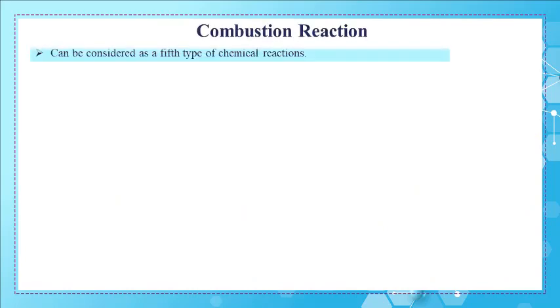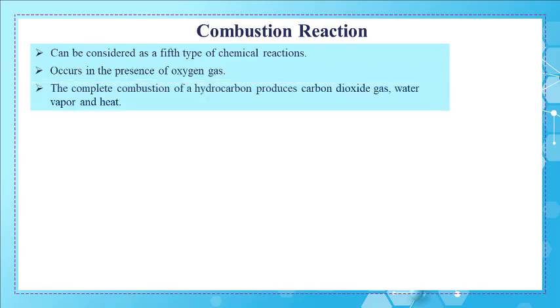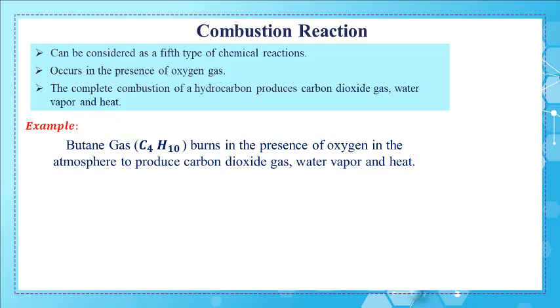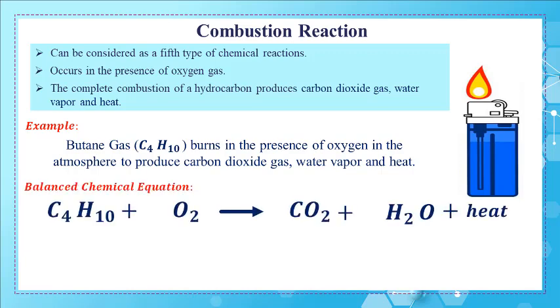Combustion reaction. Combustion reaction can be considered as a fifth type of chemical reactions. It occurs in the presence of oxygen gas. The complete combustion of a hydrocarbon produces carbon dioxide, water vapor, and heat. For example, butane gas C4H10 burns in the presence of oxygen gas in the atmosphere to produce carbon dioxide, water vapor, and heat. The chemical equation is C4H10 plus O2 gives CO2 plus H2O plus heat.